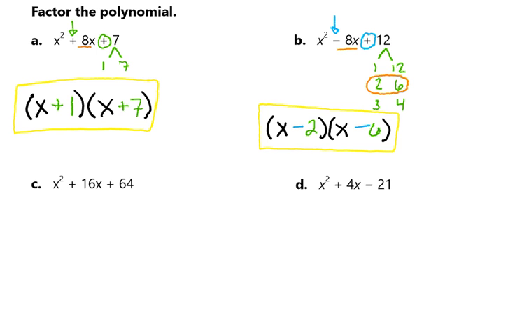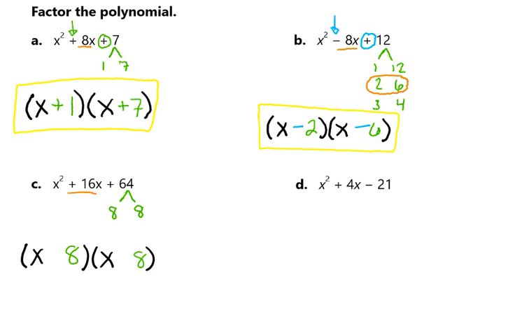So here we have x squared plus 16x plus 64. We want to know what will multiply to 64 but add to 16. So in this case, I'm going to go ahead and jump straight to 8 times 8. Because I know that 8 times 8 is 64, and 8 plus 8 is 16. So I'm able to write down my factors. So I have my x's, and I'm using the number 8.